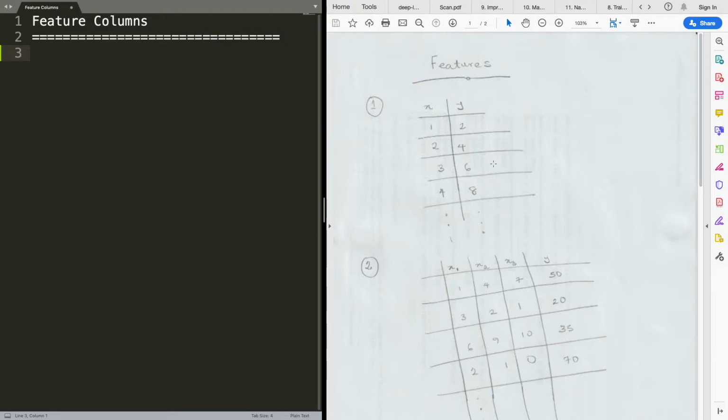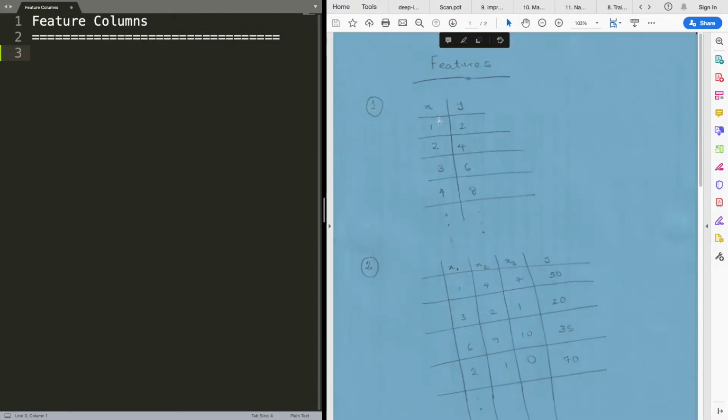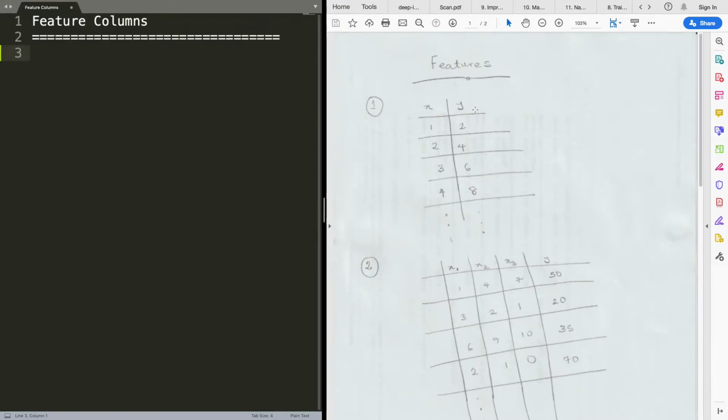If you look at the previous videos, we used this example where you have x and you have y, and x is the input like we said and y is the output. And so if you take, for instance, a data set that has just one particular feature, called the feature or the feature column, so that's just one input, and that is x.